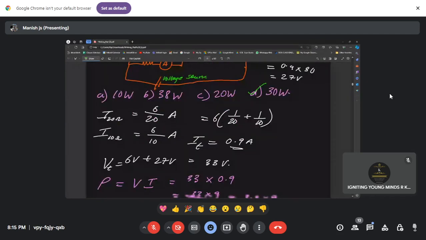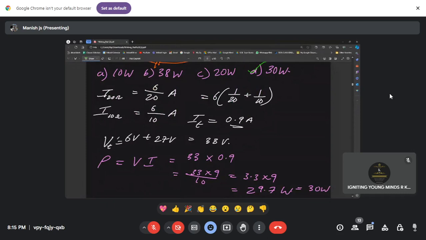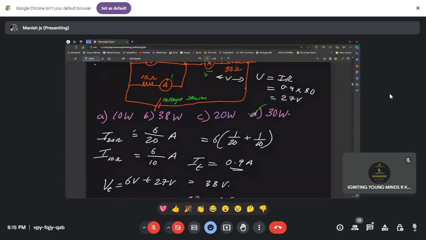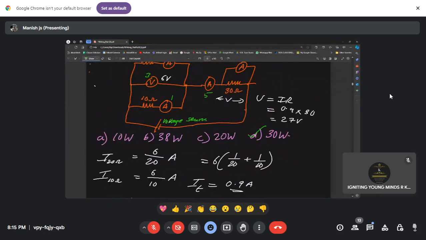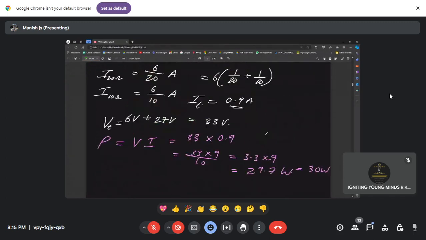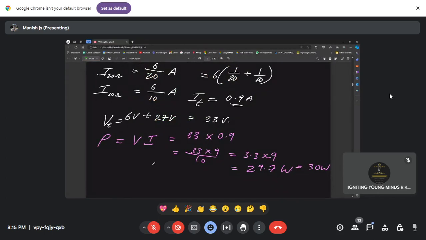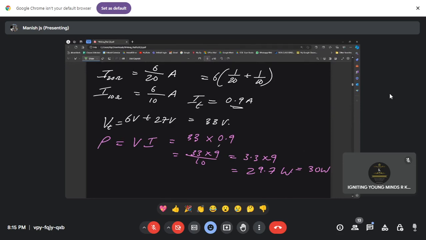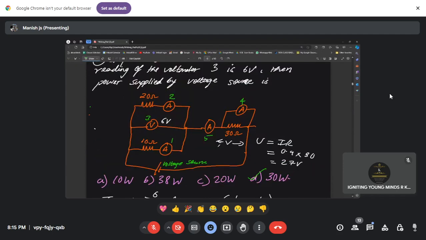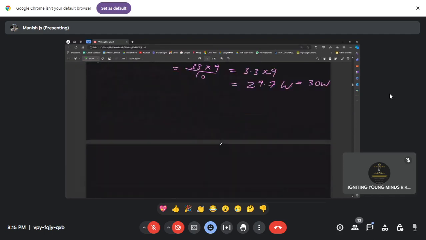And then we found out the total potential of the battery source. So here, the total potential of the voltage source, we found out by adding both the potential 6 volts plus potential across 30 ohms resistor, which we found out using Ohm's law as 27. So we added both, we got 33 volts. And then we made use of the formula for power as V into I, product of potential and current, and we found out power as 30 watts. So this is how we solve this question. Okay. So now we move on to the next question.